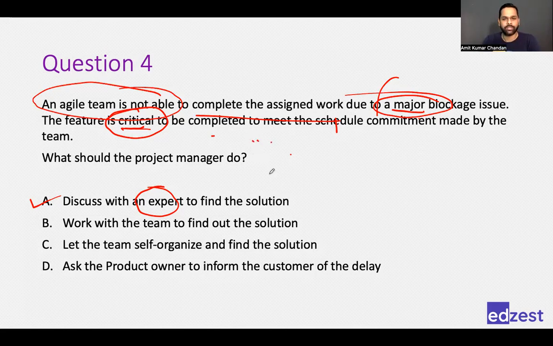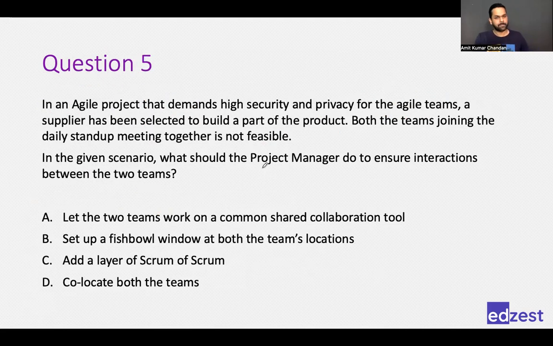Let's go to question number 5. Put the answer in the chat box, then we'll discuss.